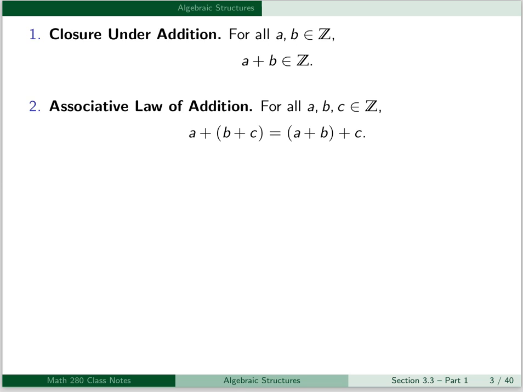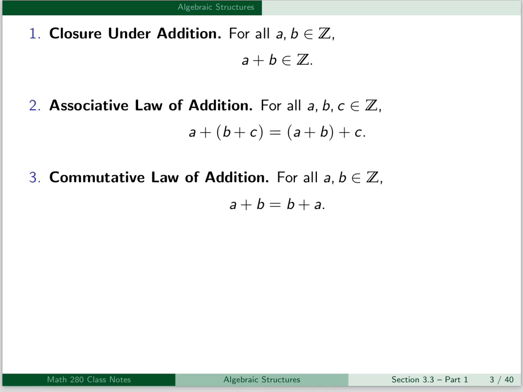Second, the associative law of addition. For all a, b, c in Z, a plus the quantity b plus c is equal to the quantity a plus b, plus c. And third, the commutative law of addition. For all a, b in Z, a plus b is equal to b plus a.